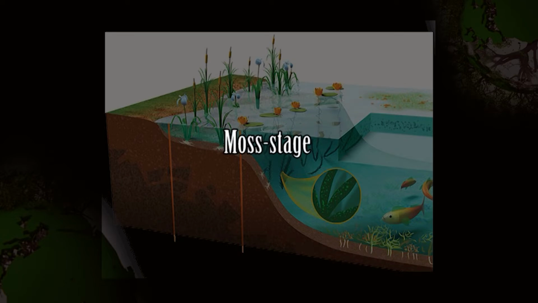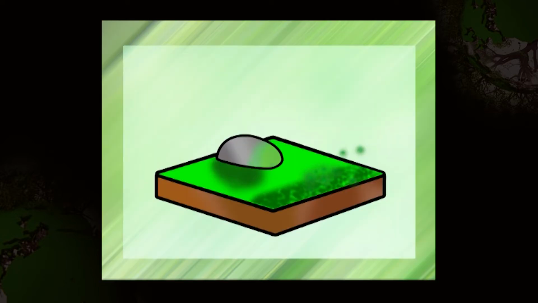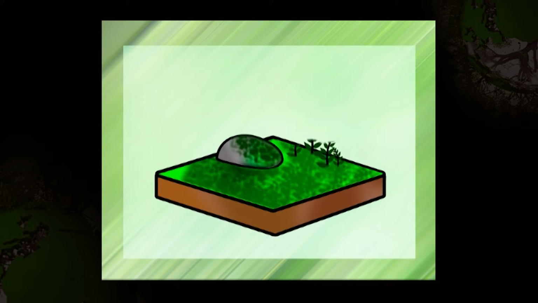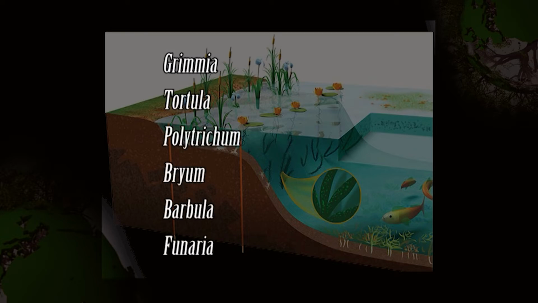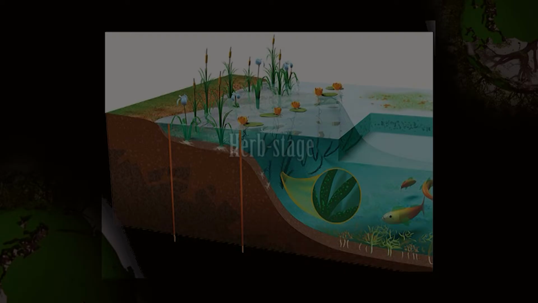The development of thin humus-rich soil layer on rock surface, especially in the crevices, favors the growth of certain xerophytic mosses such as Grimmia, Tortula, Polytrichum, Bryum, Barbula and Funaria. Due to their death and decay, there is further addition of organic matter in the soil. The richness of the soil layer now increases. Moss stage is then followed by herb stage.